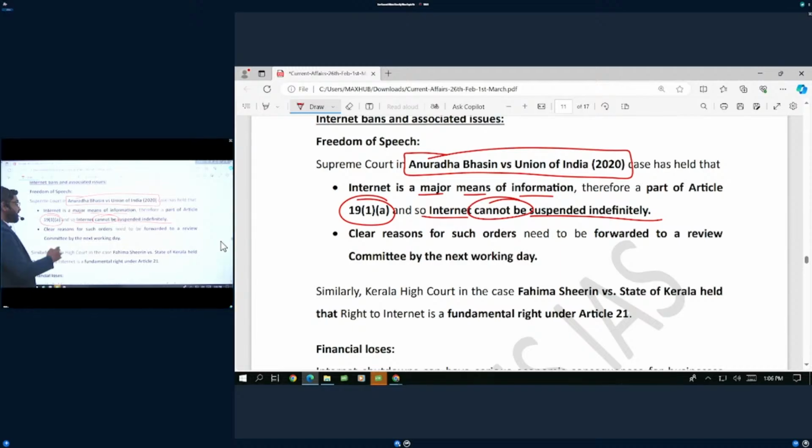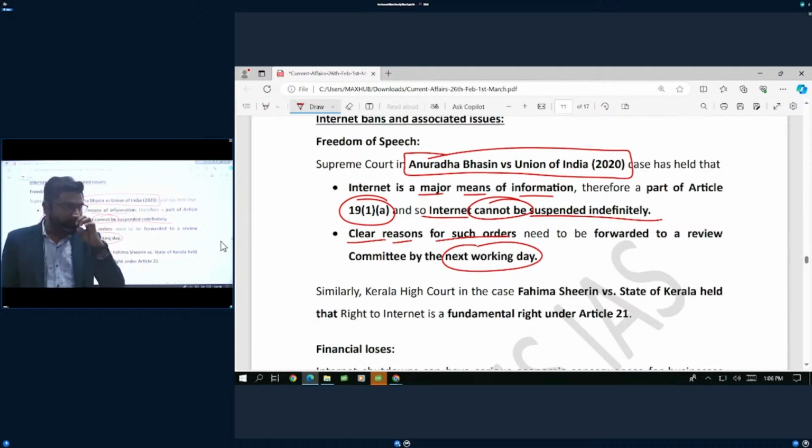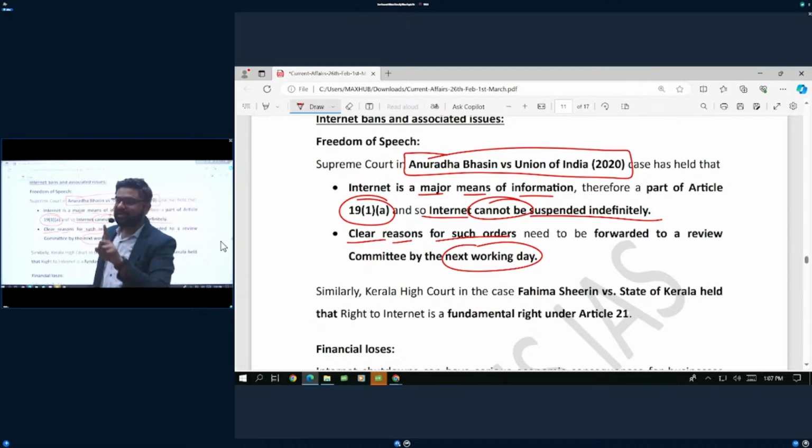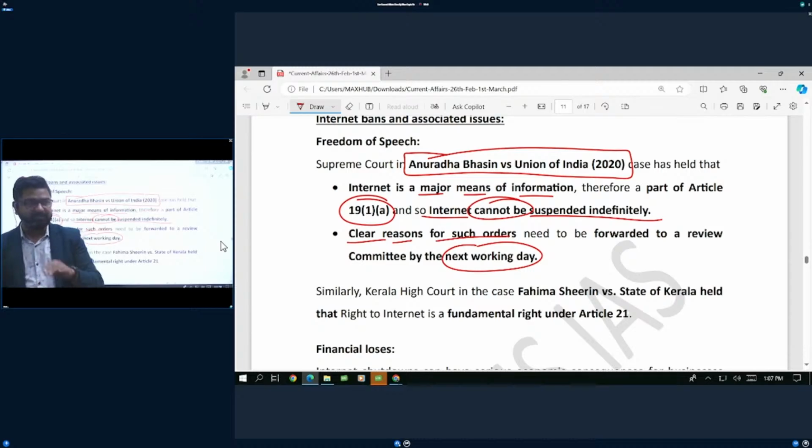Clear? Next point: clear reasons for such orders. Any order banning the internet must have clear reasons for banning, and it must be sent to a review committee within 24 hours. Because what does the law say? Within 5 days. Now the Supreme Court says the order must be sent to the review committee within 24 hours. So this is the law now: the Home Secretary of the State and the Union can issue an internet ban order for at most 15 days at one time. That order must be sent to the review committee within 24 hours. Under Section 144, the DMs, SDMs and equivalent rank can ban the internet for temporary purposes.